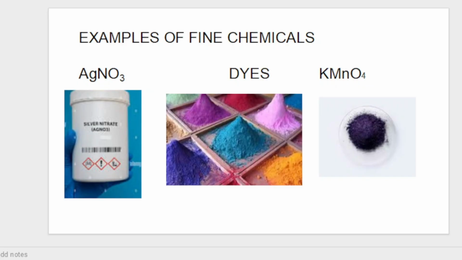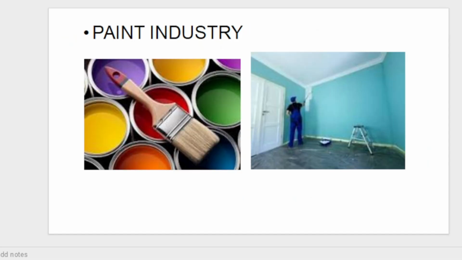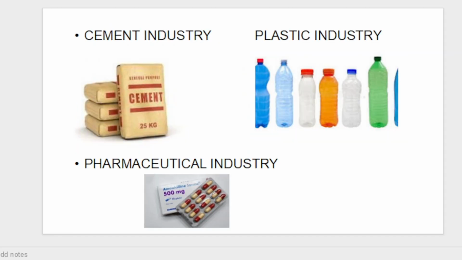Alright, now let us look at types of industries. What are the types of industries that we have? Number one, we have the fertilizer industry. They are the industries that produce fertilizer used in agriculture. For example, the NPK fertilizer, which contains nitrogen, phosphorus, and potassium as its main constituents. We have the paint industry. We have the cement industry. We have the plastic industry, and we have the pharmaceutical industry.